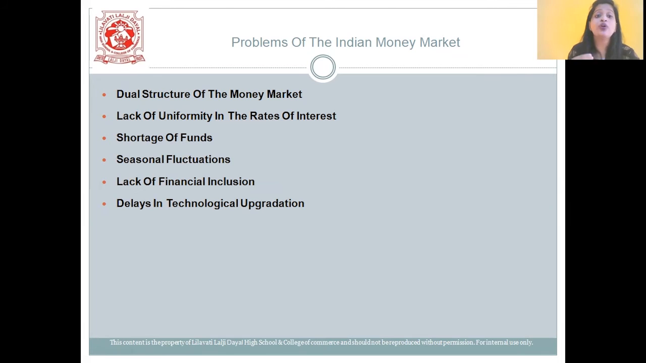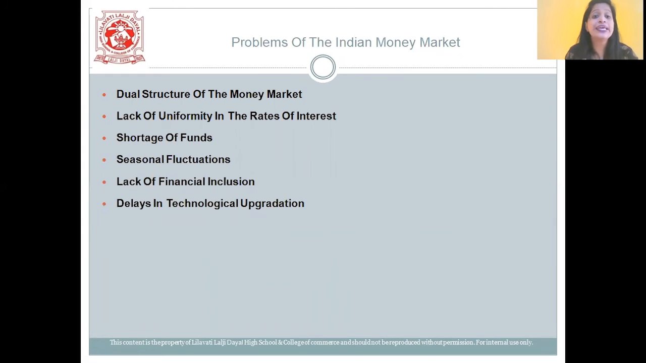Next one is lack of financial inclusion. So, students, this is about the banking facilities that are there in the country. There are many problems that are coming in. The weaker sections, the lower groups, are facing a lot of difficulties. So this shows the lack of financial inclusion in the money market.